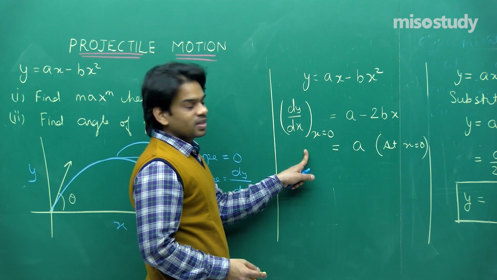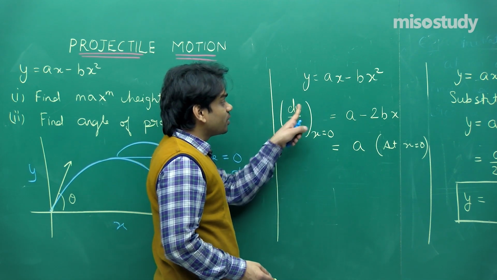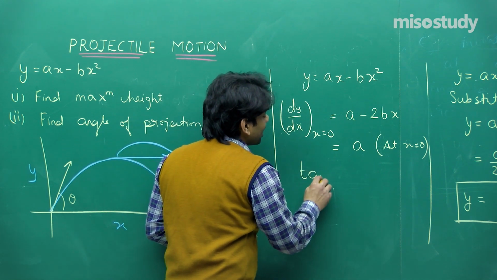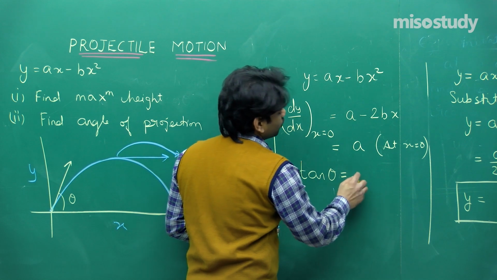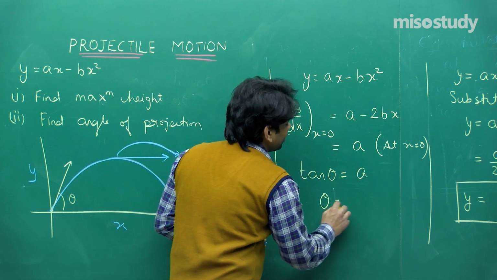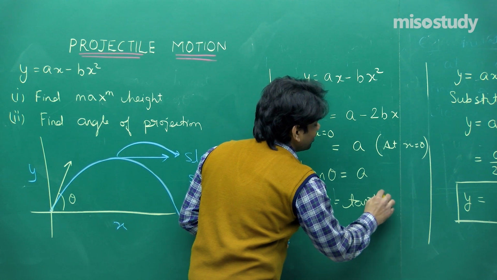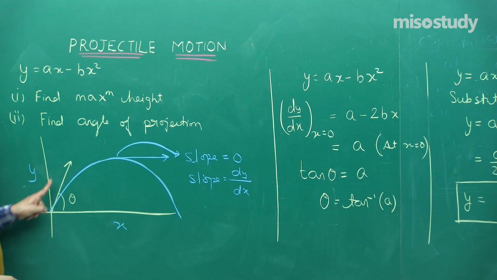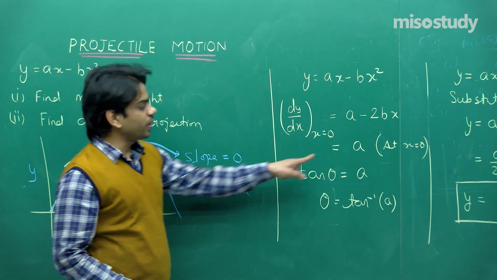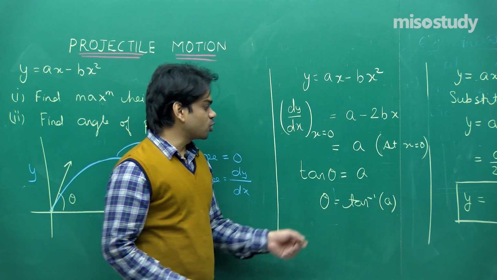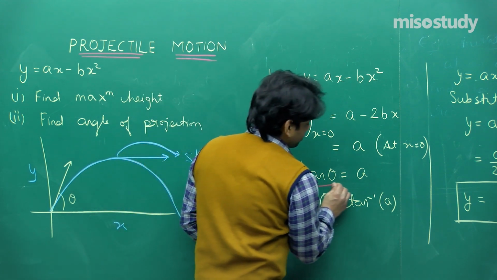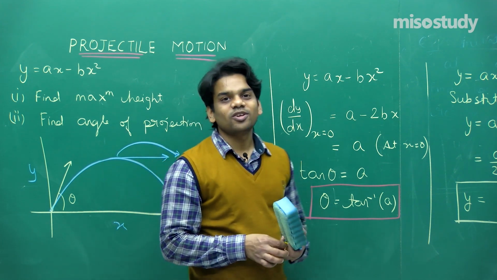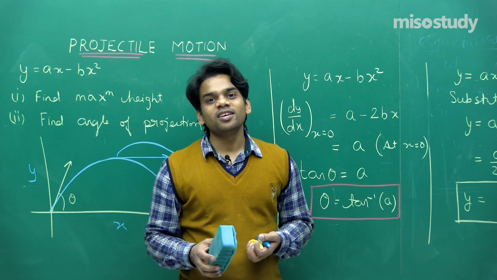That means if we differentiate y and get dy by dx, we are going to obtain this. That means tan theta will be actually equal to a, or theta is equal to tan inverse a. You can easily find out the slope at this point will be equal to a, and then we can easily get theta equals tan inverse a. This is the value of direction, the angle of projection with which we have projected the particle.